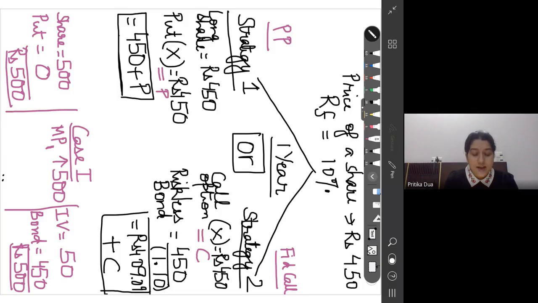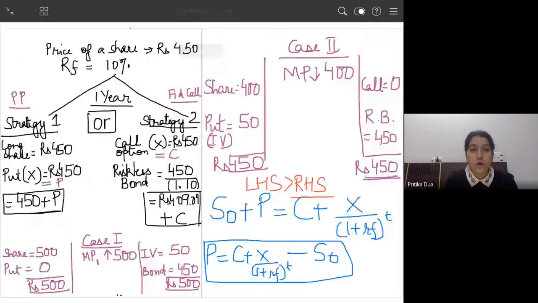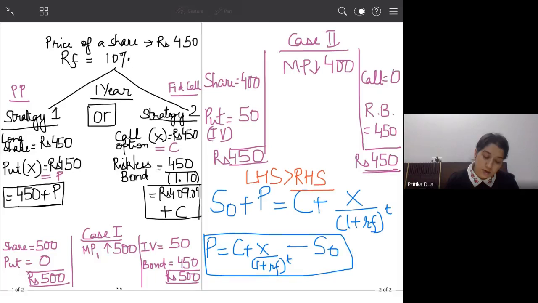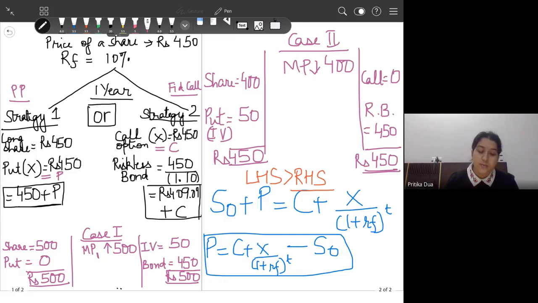The second scenario was if the market price falls, which we took to be a fall of 100 rupees from the original 500. If the market price at the end of the first year is equal to 400 rupees, then what will be the impact on both the portfolios?